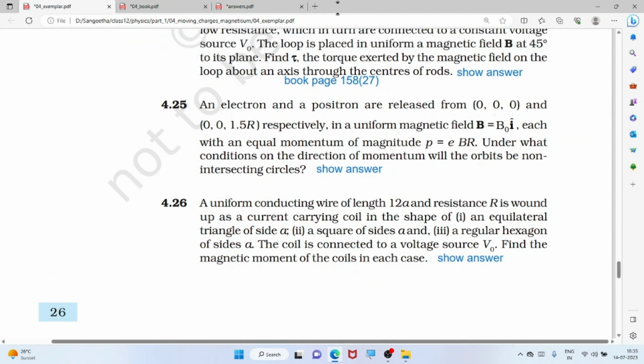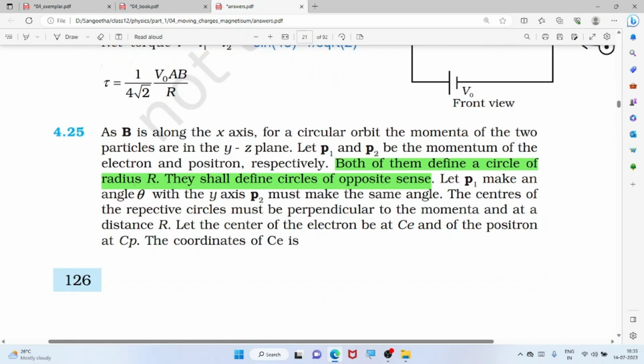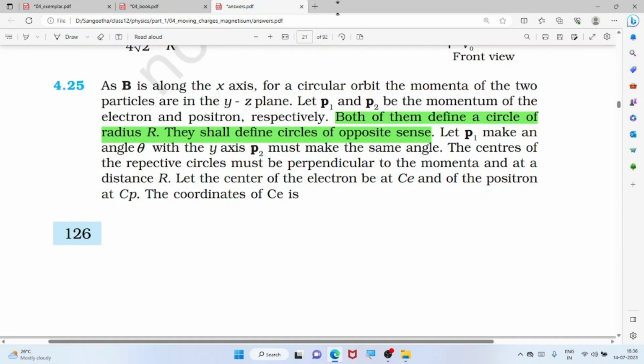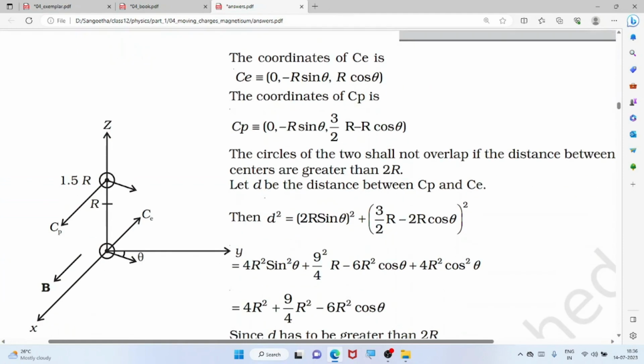Question 25. An electron and a positron are released from these coordinates respectively in a uniform magnetic field. Under what conditions will the direction of the momentum orbit in a non-intersecting way? So you can go through these answers. Both define a circle of radius, or they define circles in the opposite sense. So you can go through this.